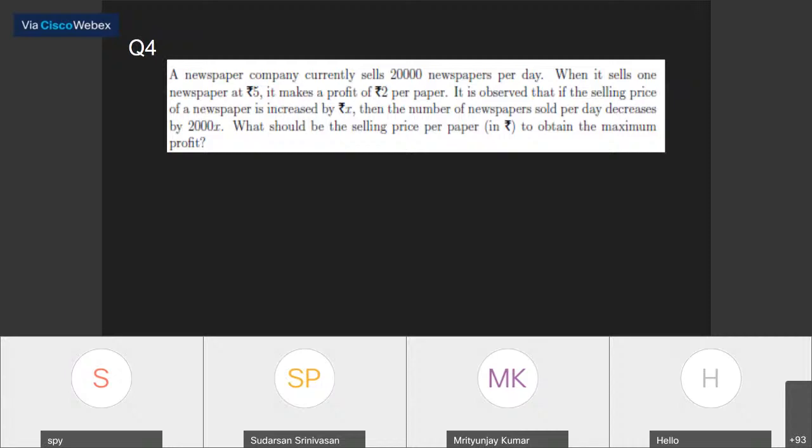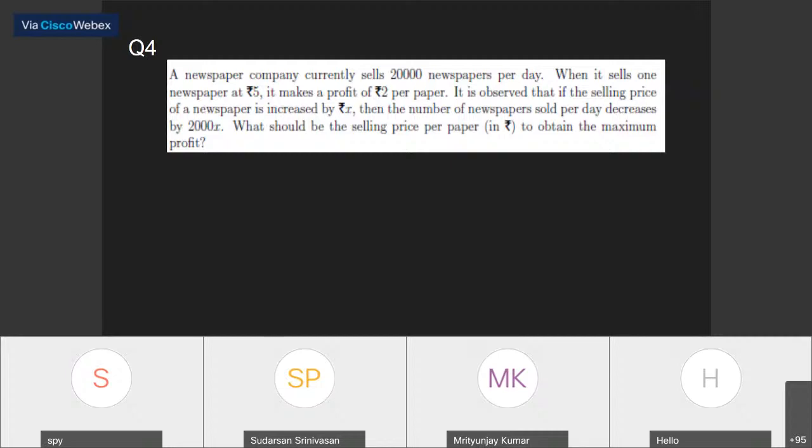This question is about framing an equation for a parabola. A newspaper company currently sells 20,000 newspapers per day. When it sells one newspaper at ₹5, it makes a profit of ₹2 per paper. If the selling price of a newspaper is increased by x, so now the selling price is increased from 5 to 5 plus x, then the number of newspapers sold per day decreases by 2000x. So if you increase the selling price, the number of newspapers you can sell comes down to 20,000 minus 2000x. What should be the selling price per paper in rupees to obtain the maximum profit?